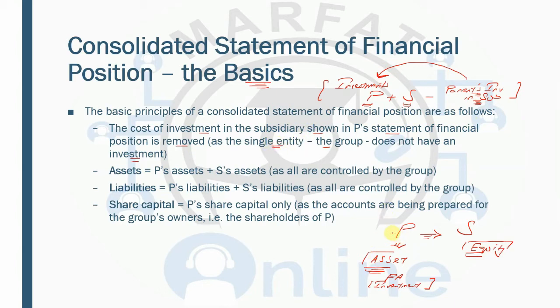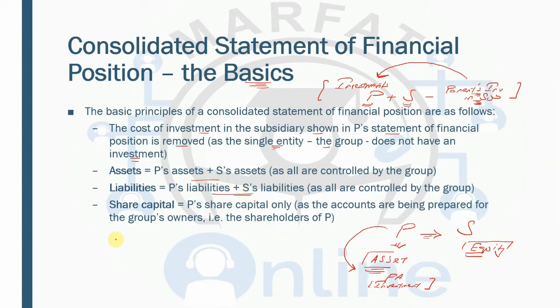So in the parent's books, the investment that has been made by the parent in the subsidiary is recorded as a financial asset, as an investment. So when you are consolidating the investments, you're going to remove the parent's investment in the subsidiary based on the single entity concept. And then on a line by line basis, you will be adding the parent's assets with the subsidiary's assets. Based on the line by line basis, you will be consolidating the parent's liabilities with the subsidiary's liabilities.